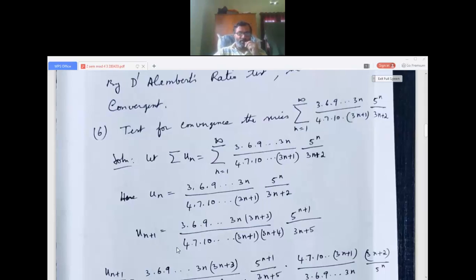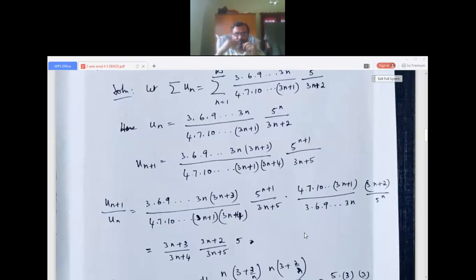So un plus 1 is obtained by replacing n by n plus 1. So 3 into 6 into 9 till 3n, replacing n by n plus 1 means 3n plus 3. Here also we replace n by n plus 1: 4 into 7 into 10 till 3n plus 1, and 3 into n plus 1 is 3n plus 3 plus 1, that is 3n plus 4. Here 5 power n plus 1 divided by 3 into n plus 1, that is 3n plus 3 plus 2, that is 3n plus 5.